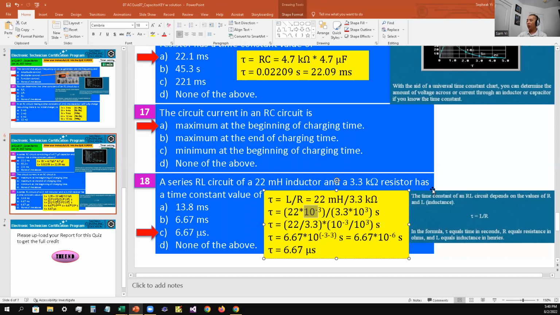Okay, so now we just regroup them. 22 divided by 3.3, that's 6.67. And this is 10 to the negative 3, so we move the positive 3 to the bottom and it becomes negative. So this is 10 raised to the quantity negative 3 minus 3, which comes to 10 to the negative 6. That's the same thing as micro. So that's 6.67 microseconds. So the answer is C as in cat for number 18.